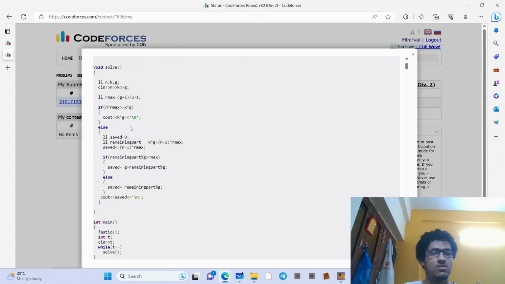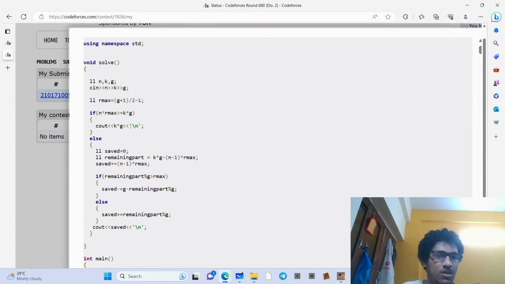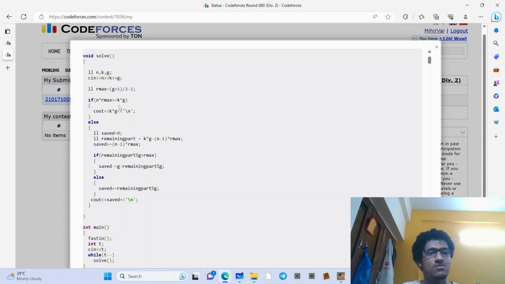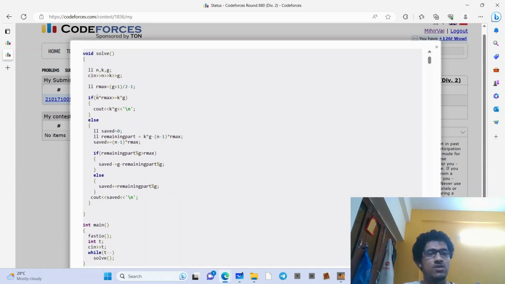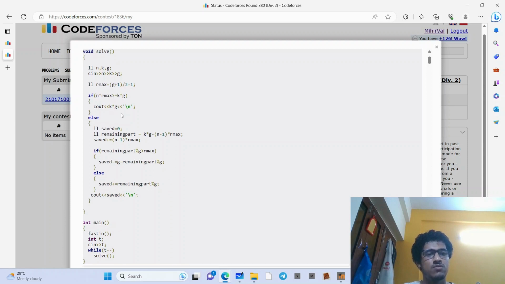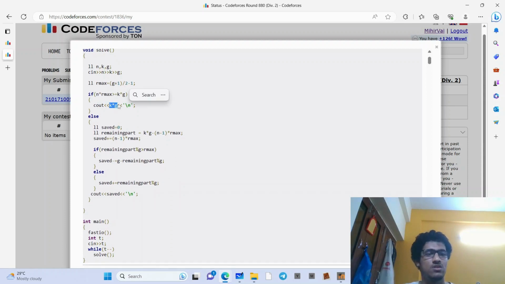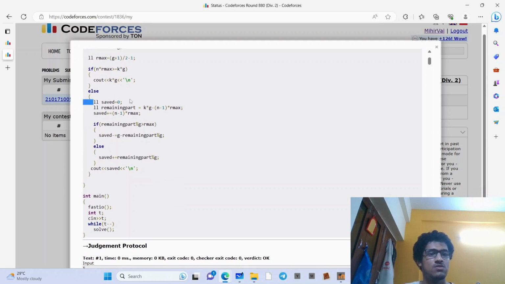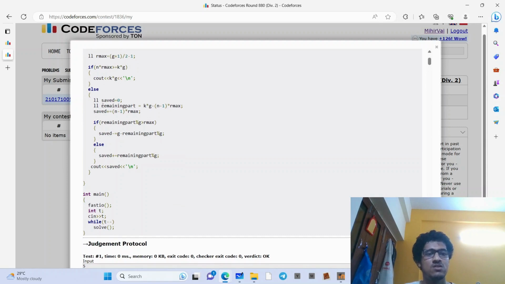Okay, so the mathematical part behind this was kind of intense, but the code is sort of trivial. As I discussed, if n into Rmax is greater than k into g, we just print k into g, because we literally saved all of the coins. Else we'll have this save variable, and this is the remaining part, the part which we'll directly put in the end.